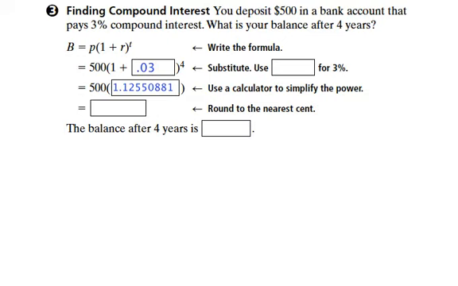1.12550881. Then you multiply that times 500, and you get 562.754405. So the balance after 4 years, rounded to the nearest cent, is $562.75.